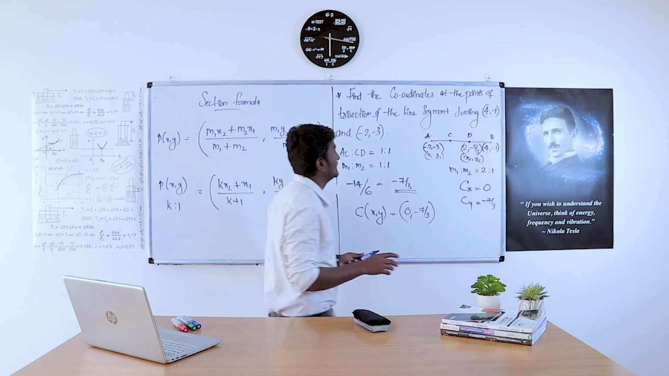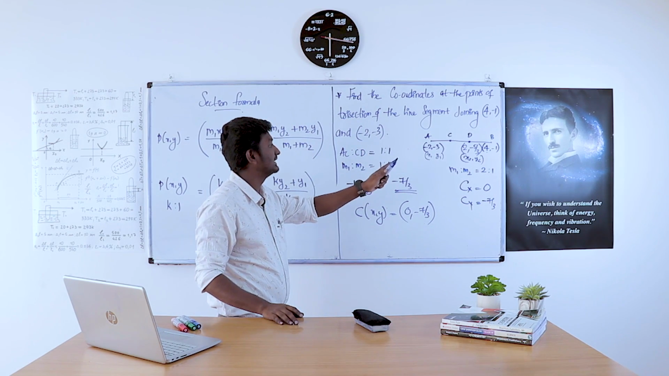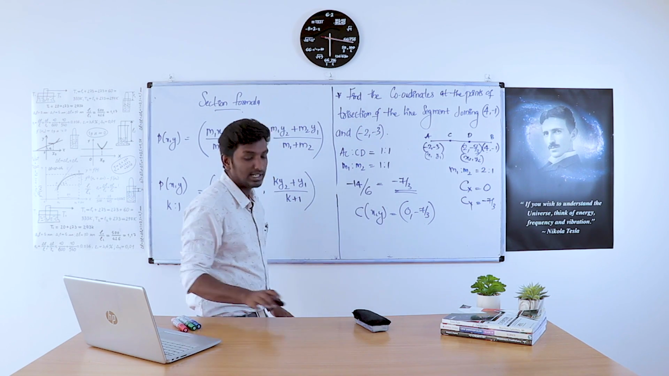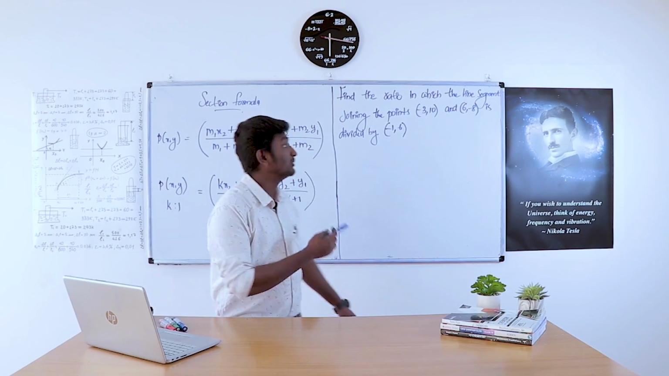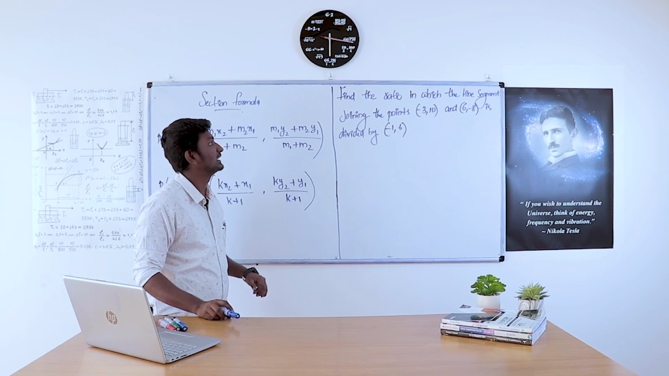So both the coordinates of the trisection points C and D: what is D? It is 2, minus 5 by 3, and what is C? 0, minus 7 by 3. That's it. Now moving to the last question of this chapter.